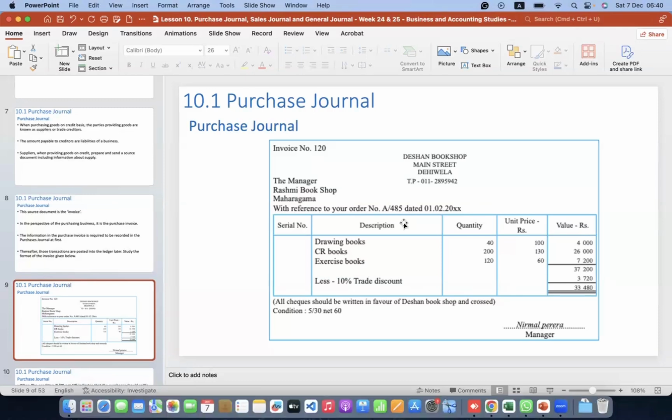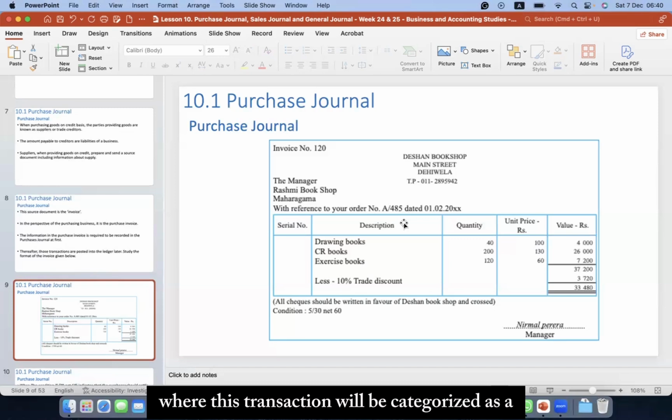Then the person who supplies the goods will be a creditor, where this transaction will be categorized as a purchase transaction.